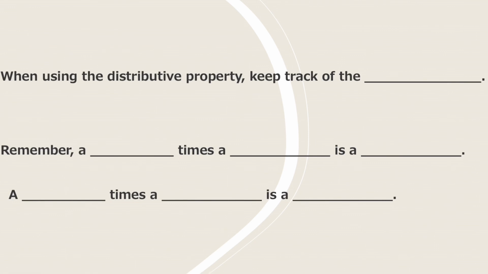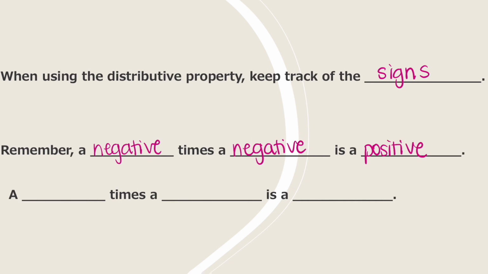So when using the distributive property, please keep track of the signs. Remember, a negative times a negative is a positive, and a positive times a negative in either order is a negative. And then obviously a positive times a positive is a positive.